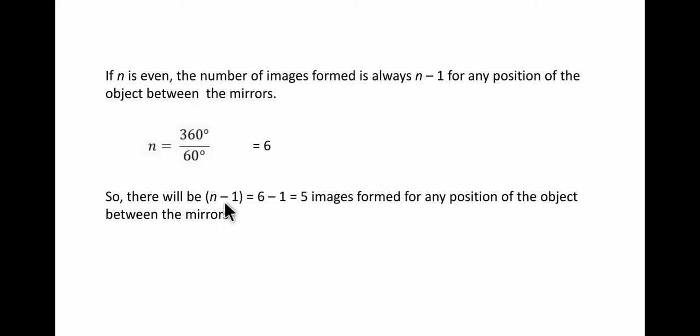As I have shown you in the first figure, in which the object was exactly in the middle and the angle was 60 degrees, the number of images formed was 5. So whether the object lies exactly in the middle or it is closer towards one of the mirrors, the answer always remains the same. If n is an even number, then the number of images will always be n minus 1, that is equal to 5.